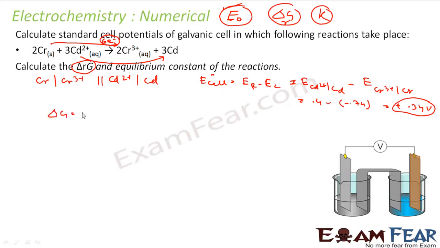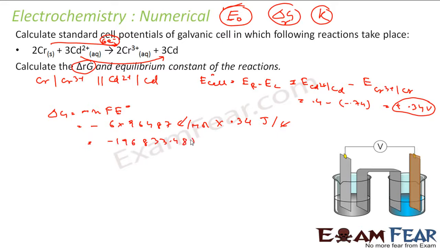So delta G is nothing but minus n F E naught. You know this. It is minus, n is 6, F is 96487 coulomb per mole, and this is 0.34 volt, that is joule per coulomb. Cancel. You solve this, you get minus 196,833.48 joule per mole, and you can make it in kilojoule per mole, minus 196.833 kilojoule per mole. That is my delta G.